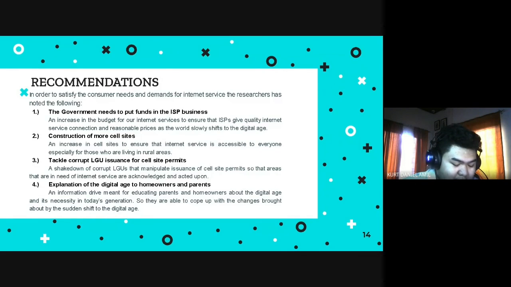Lastly is the explanation of the digital divide. It is an information drive meant for parents and homeowners about the cell sites and their effects on health, which shines the light on the facts and encourages the building of cell sites in residential areas.